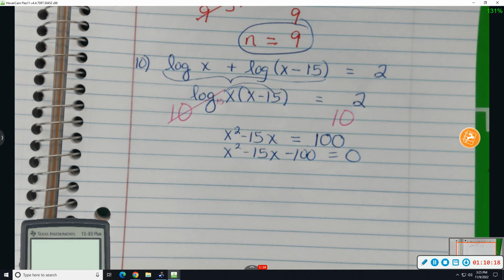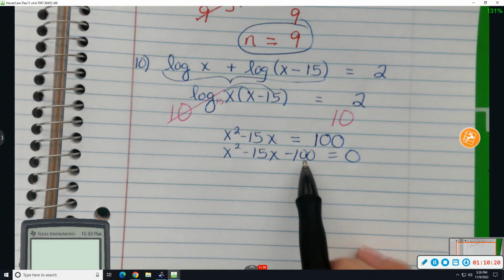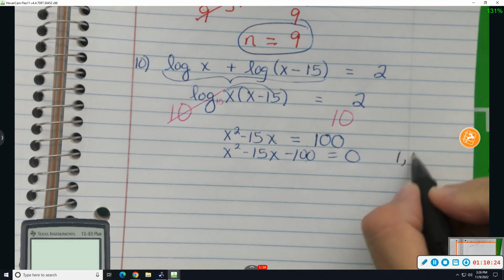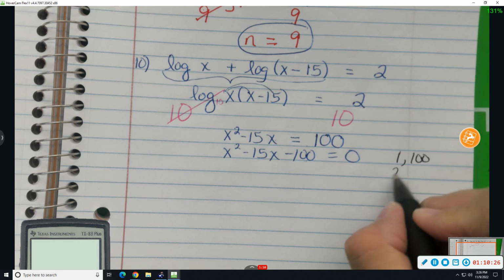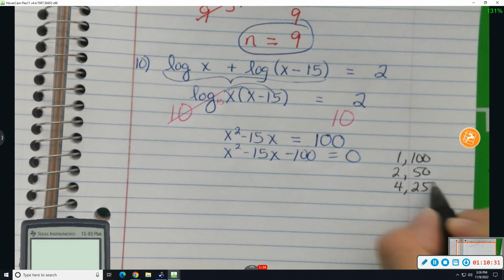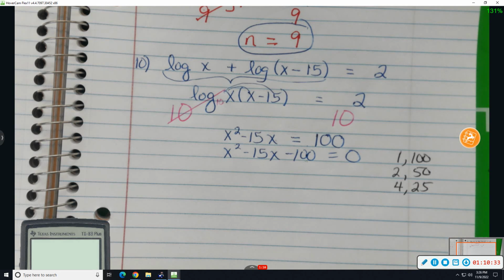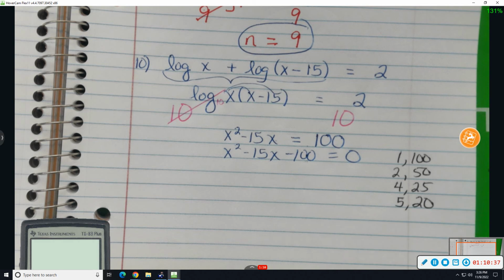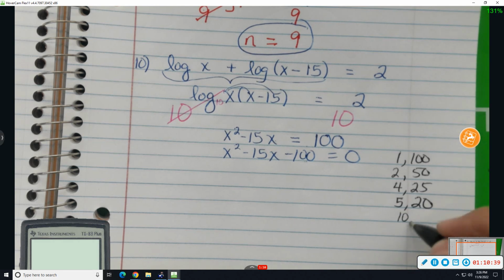And we factor this. Let me think. What numbers multiply together to give 100? I think I'll write them over here. 1 times 100. 2 times 50. 4 times 25. If I get to the pair that you think works, call it out. 5 times 20. 10 times 10. The 5 times 20.